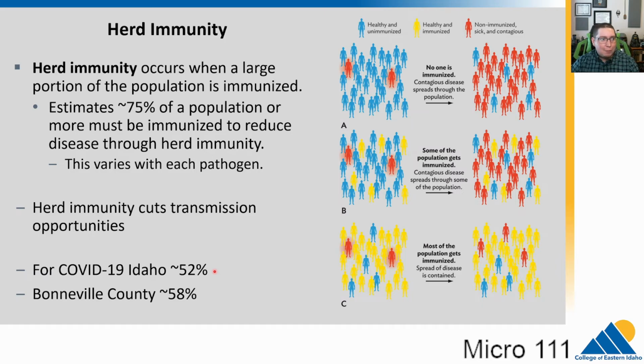Unfortunately, COVID vaccine numbers in Idaho are quite low. It's about 52% have both doses. In Bonneville County, it's a little bit higher, 58%. That's kind of balanced out because now most people have been exposed to it. So those who didn't get vaccinated probably got COVID, so they're immunized against it at this point.